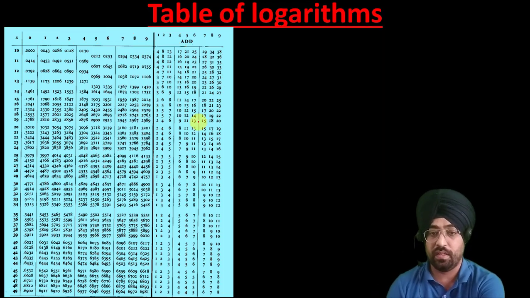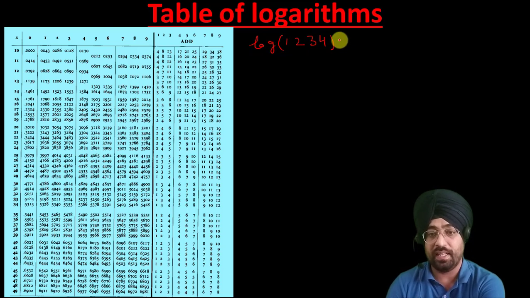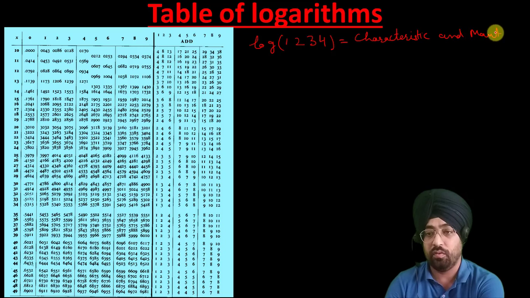Let us take any number first. Suppose we have to find log of 1234. Suppose it is a 4-digit number. We have to find log 1234. As I have said, it will consist of 2 parts: characteristic and mantissa. We need 2 things.